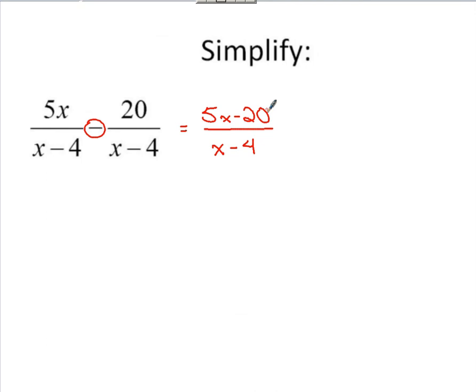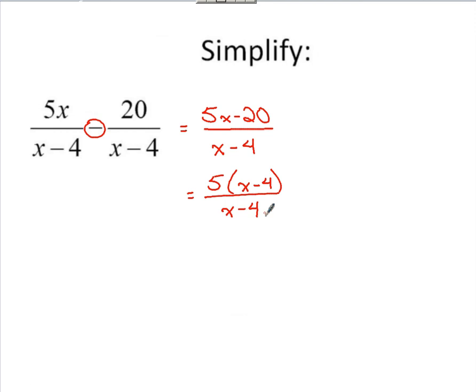The only thing left to do at this point is reduce. So how do we reduce? Well, we reduce by factoring further if possible. By that I mean we can take a greatest common factor out of the top. We can take the 5 out. We take the 5 out, we got x minus 4 left. That's all over x minus 4.